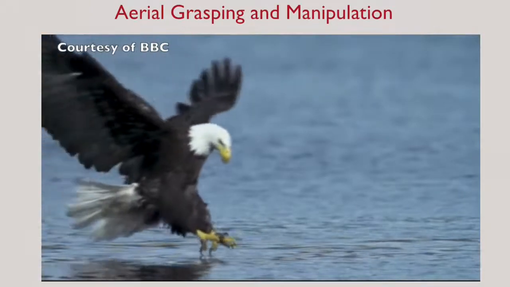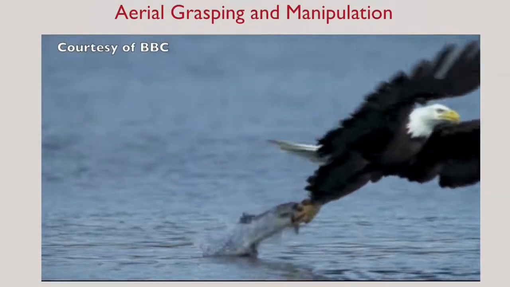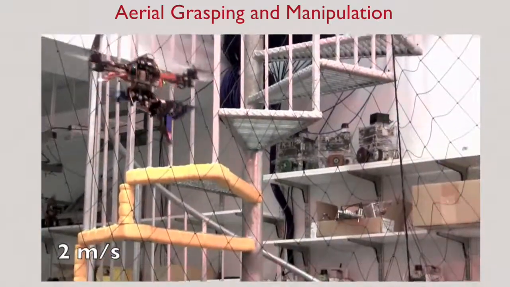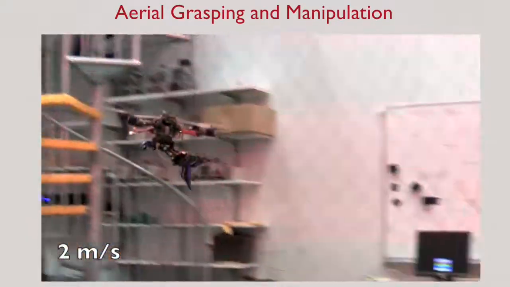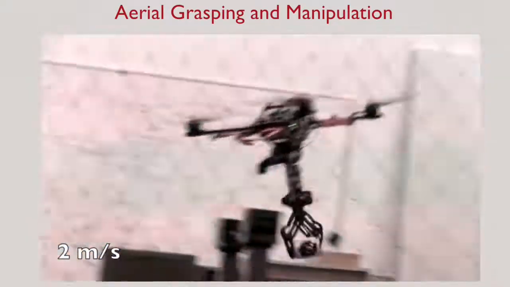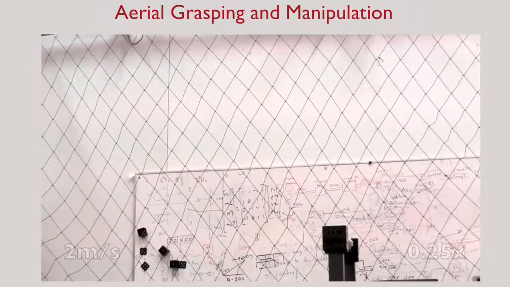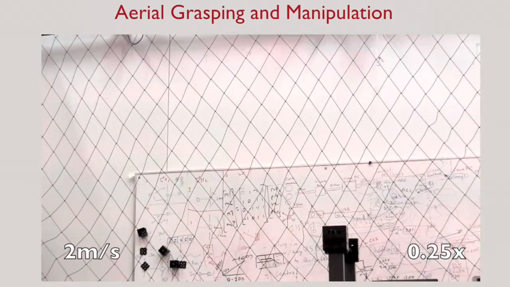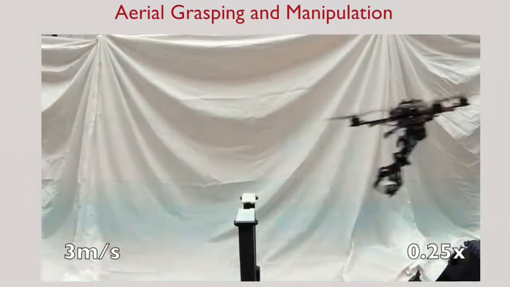The same idea can be applied to other problems involving quadrotor flight. Here, inspired by birds that are able to gracefully coordinate their wings and their limbs, this quadrotor vehicle is able to coordinate its flight and a gripper at the end to grasp objects as it flies through the air at speeds of up to 2 to 3 meters per second.